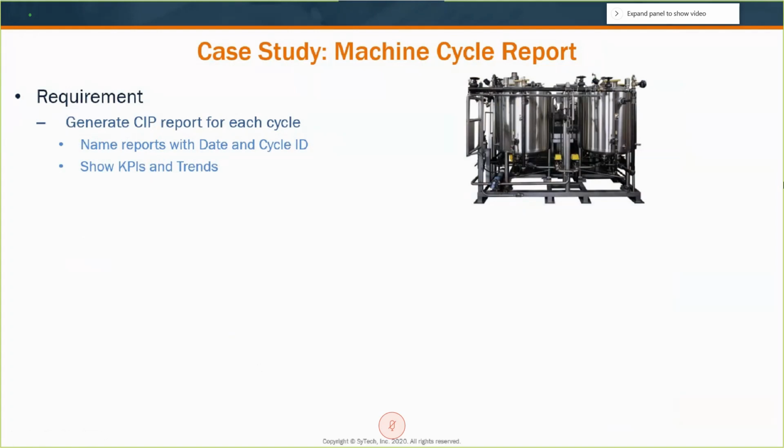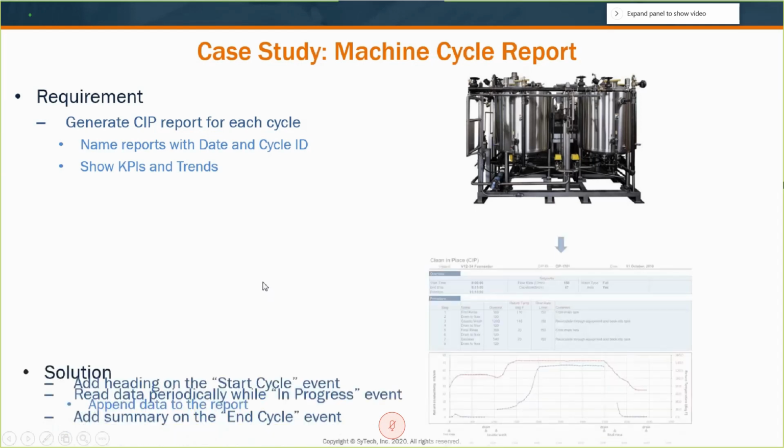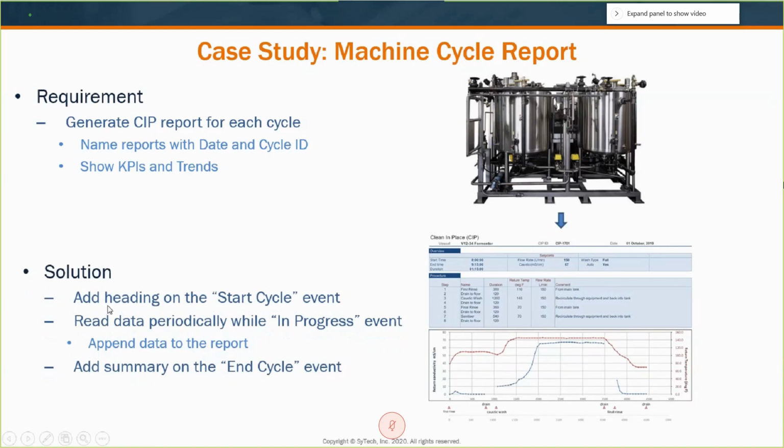This one's a little different because it's not on time, it's on event. What we want to do is grab information from this machine when it starts and then periodically update the report. That's exactly what we do. Now we go into the scheduler, we set up some event schedules. One event schedule is going to be run the report when we get a cycle start. Another schedule line is going to be update the report while the cycle's in progress. And then finally, add a summary.